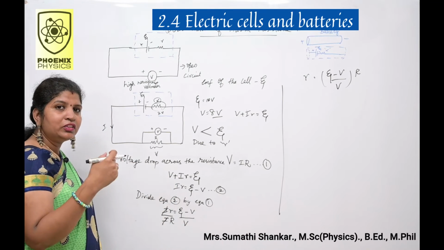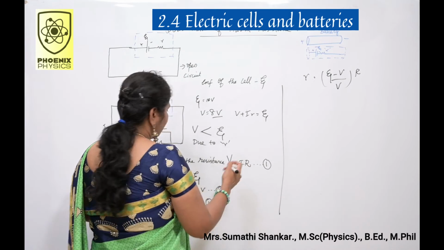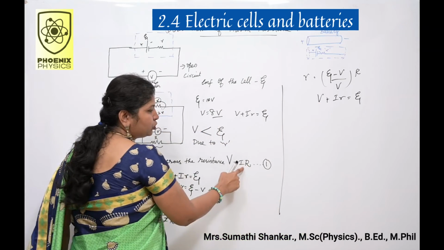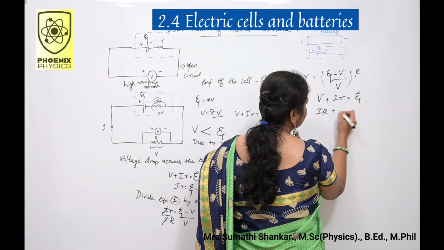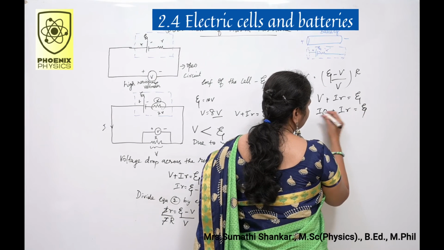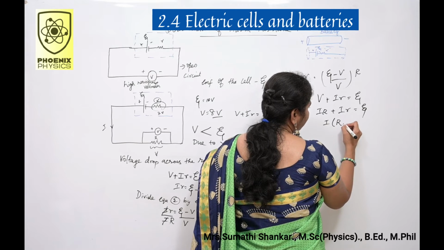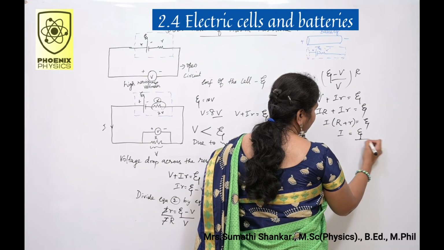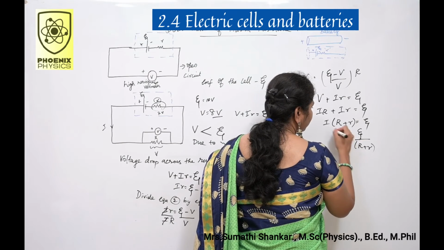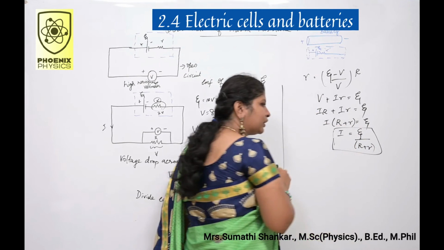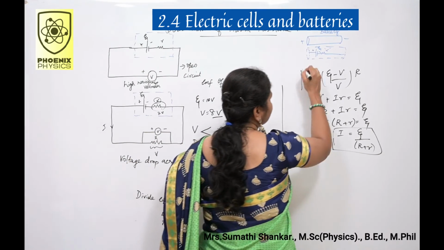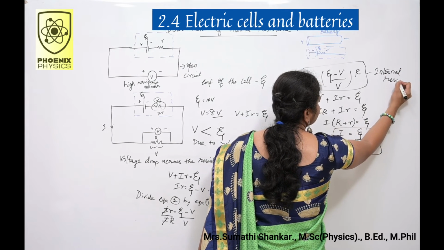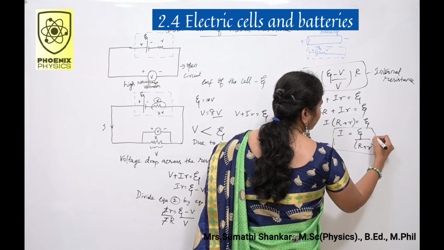From this equation, we can easily calculate the current also. That is V plus Ir equal to Xi. Instead of V, substitute this IR. So IR plus Ir equal to Xi. Take I outside. R plus r equal to Xi. I need I. So I is equal to Xi by R plus r. Using this formula, we can easily calculate the current also. This is for internal resistance. This is for current.